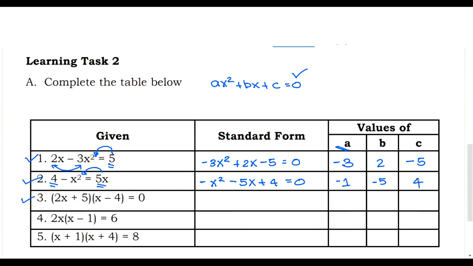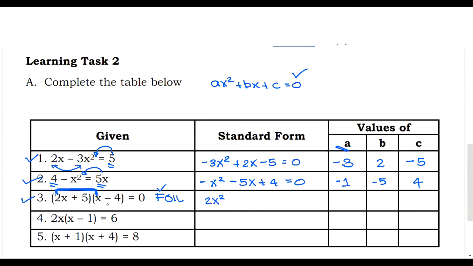Third example. What do you see here? You have two binomials here. So para makita natin yung second degree equation natin, we perform the FOIL method. Naalala nyo pa yung FOIL method? Okay? First terms. Okay, nasaan yun? Ito. Itong first term times this one. Okay, so multiply nyo yung first term nila. So that's 2x times x. You're going to have 2x squared.